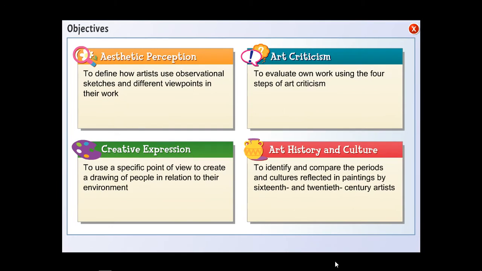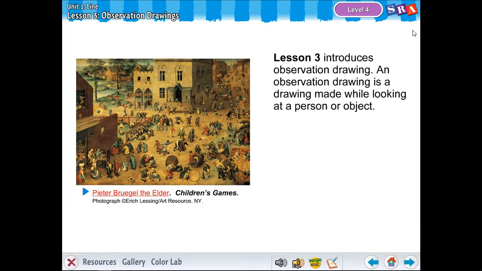Okay, so what we're going to learn today is how artists use observational sketches, and we'll find out what an observational sketch is and how they use different viewpoints in their work. You're also going to learn how to compare time periods and cultures reflected in paintings by 16th and 20th century artists. After this, the activity is you should be able to use a specific point of view to create a drawing of people in relation to their environment. You should also be able to evaluate your own work using the 4 steps of art criticism.